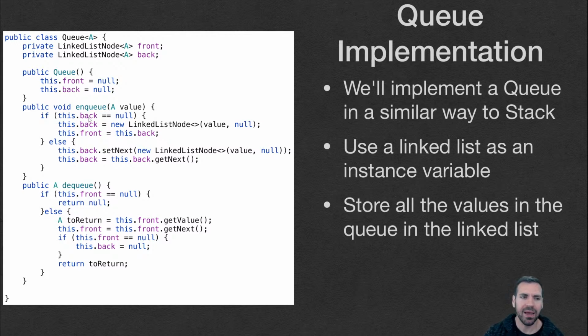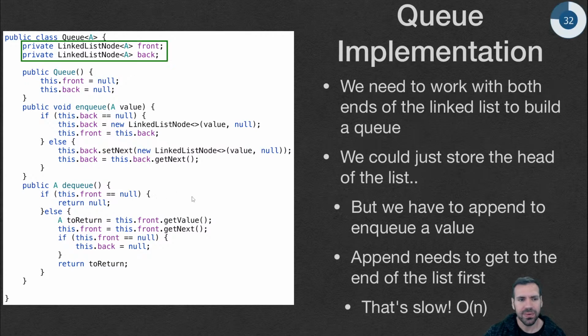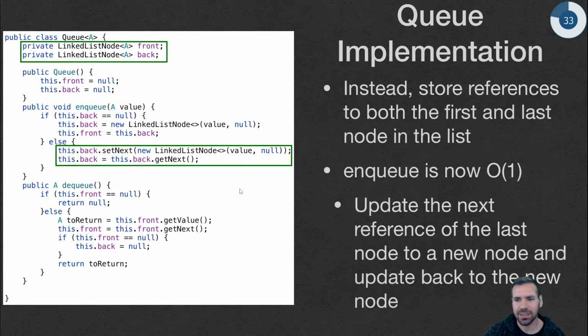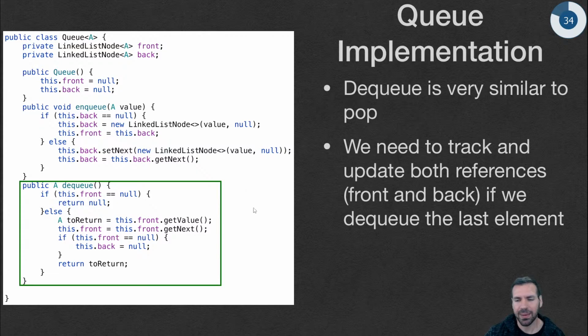And then if back is not null, we already have something in this linked list, and now we just set next to a new node. We're going to create a node, add that to the end of the list, and then update back to be a reference to that node we just created. Dequeue, oops, I'm getting ahead of my slides. I have a bad habit of doing that.